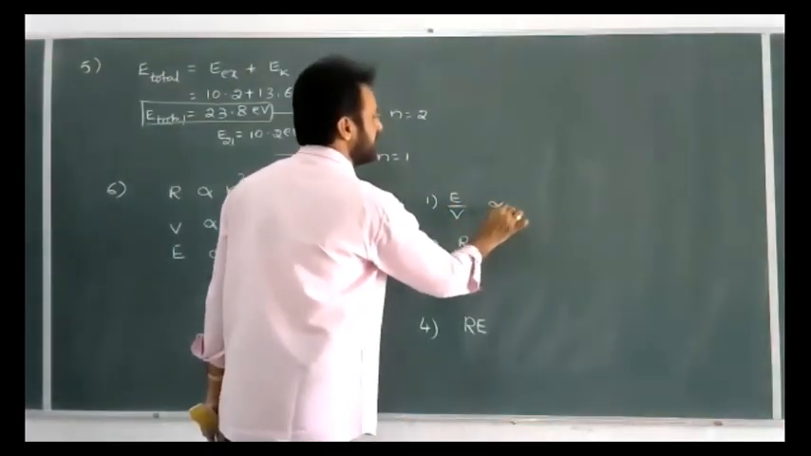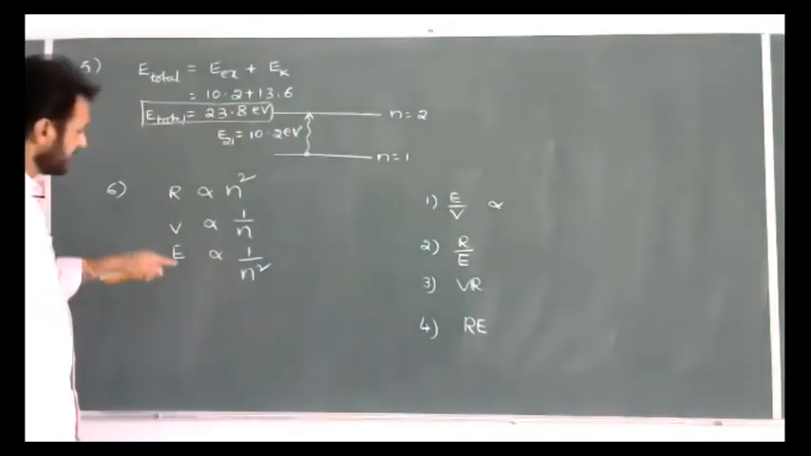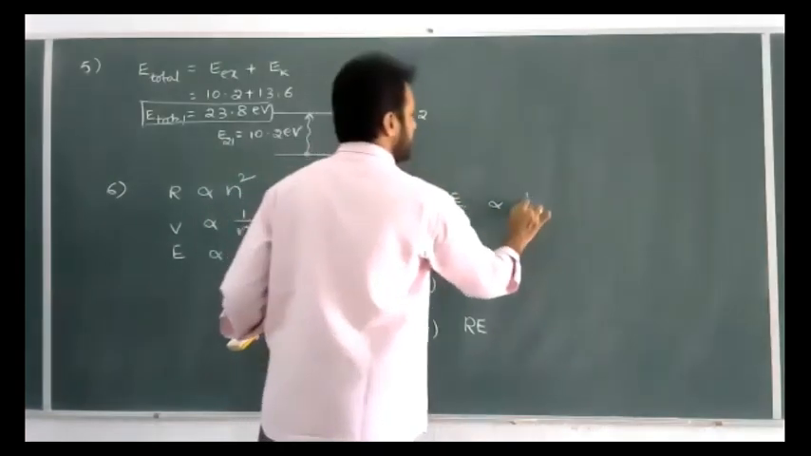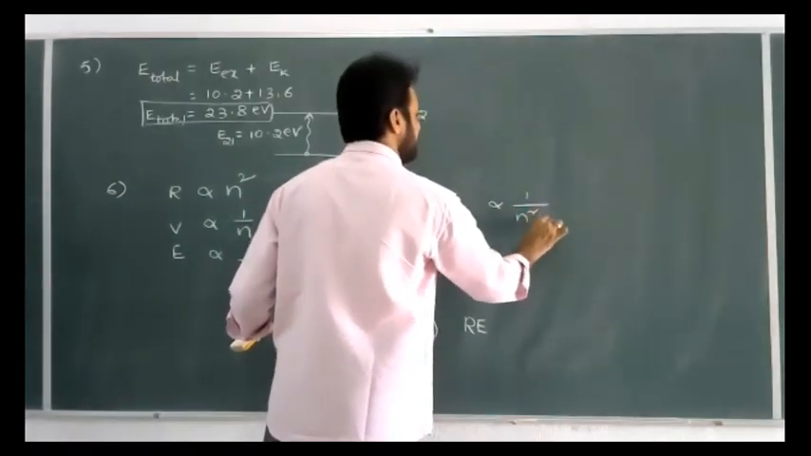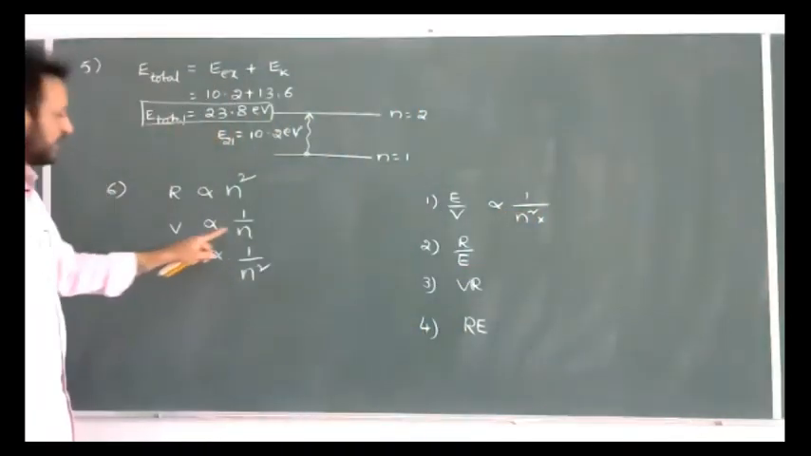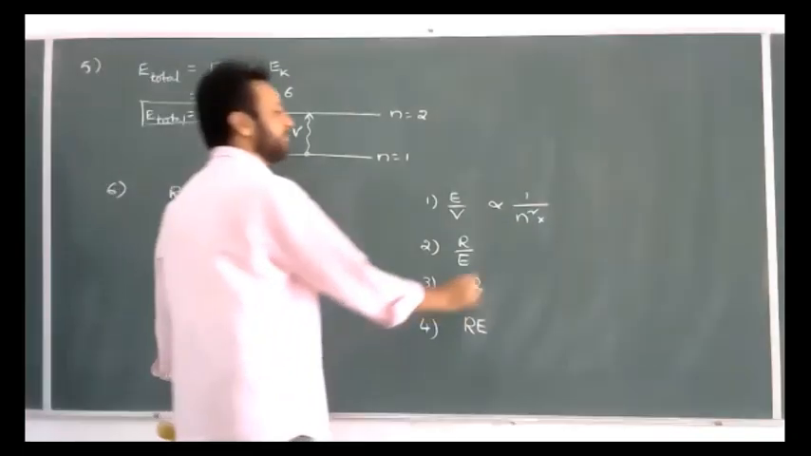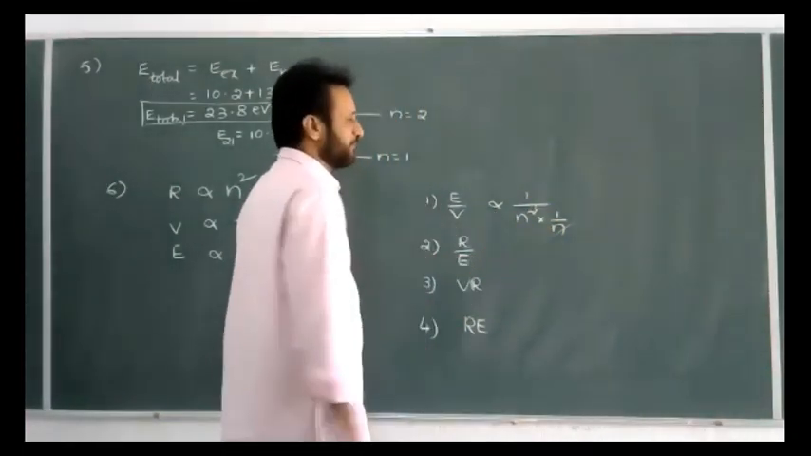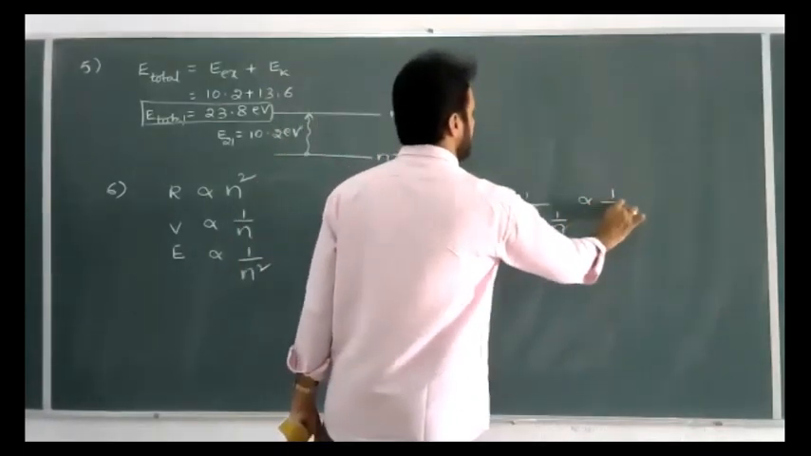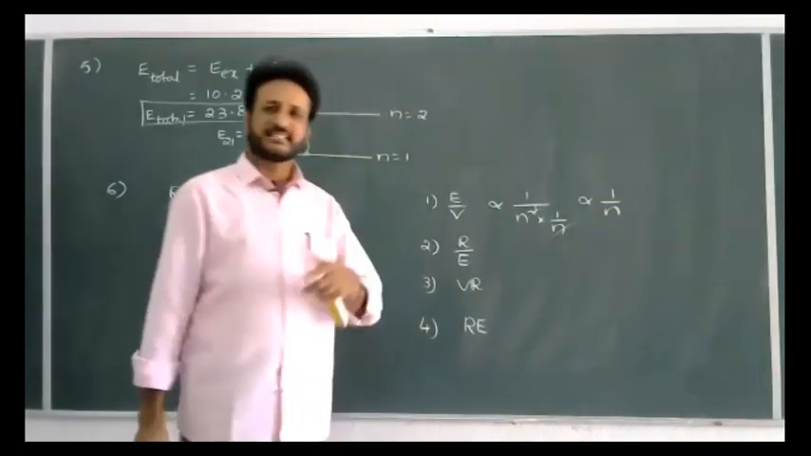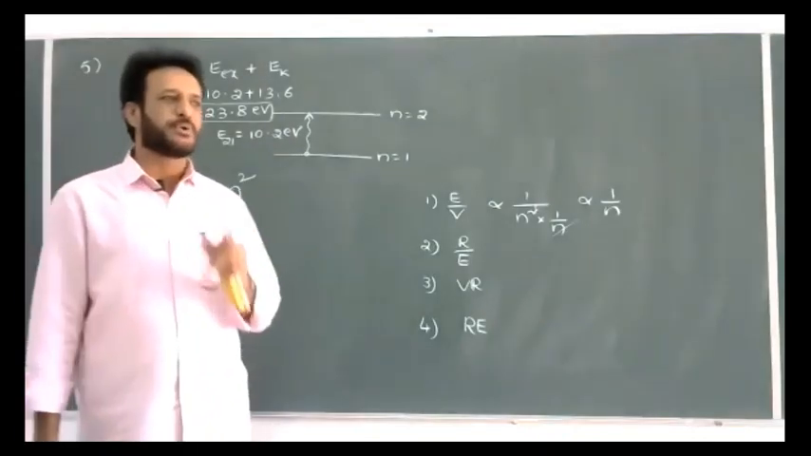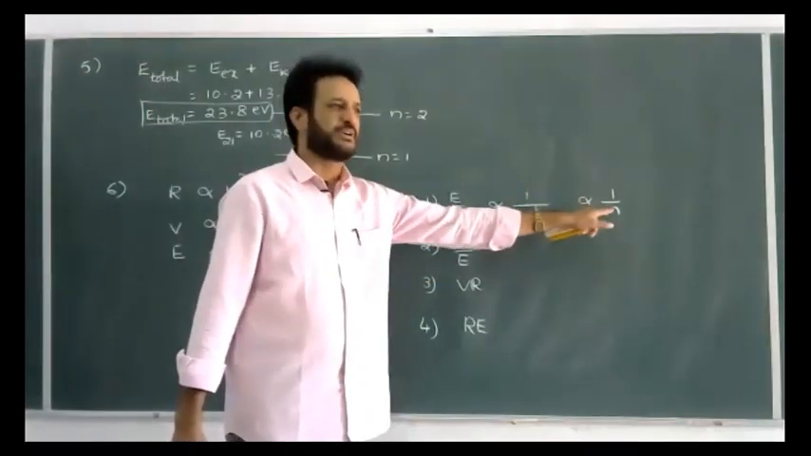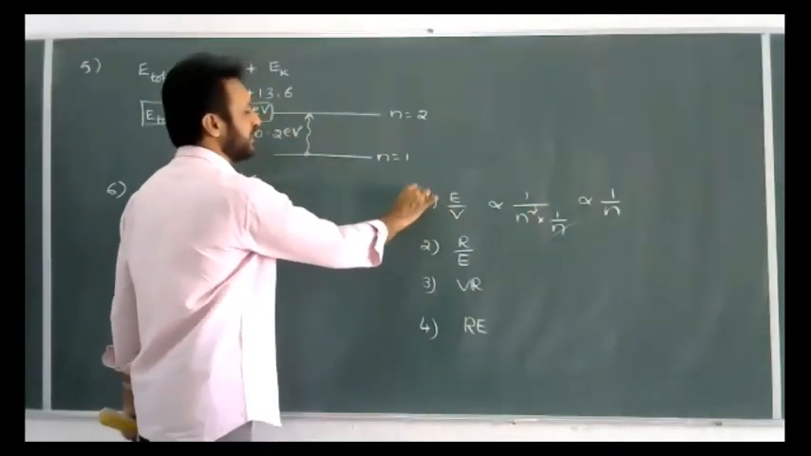So here, E by V. E means 1 by n square, and in place of V, I'll put 1 by n. So one n gets cancelled. Therefore, it is proportional to 1 by n. But what they asked is which quantity is directly proportional to n. Here we got inversely proportional to n. So the first option is clearly wrong.